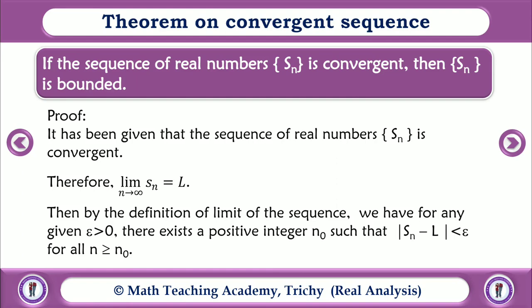Mod Sn minus L means the distance between Sn and L. If it is less than epsilon, where epsilon is very close to 0, then the distance between Sn and L is very close to 0, and we can say that Sn approaches L, which means Sn converges to L whenever n approaches infinity. That is, n approaches infinity means for all n greater than or equal to n0, where n0 is some positive integer. For values of n higher than that n0, we can say Sn approaches L. That is why we have taken mod Sn minus L less than epsilon.